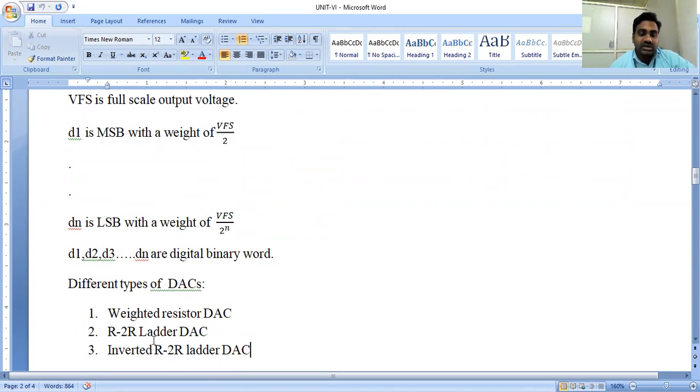If we look at the various types of digital to analog conversion, there are weighted resistor type digital to analog conversion, R2R ladder type digital to analog conversion, and inverted R2R ladder digital to analog conversion. These are the various types involved in digital to analog conversions and analog to digital conversions.